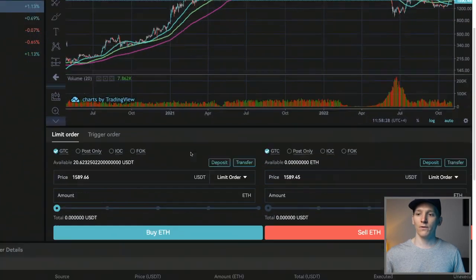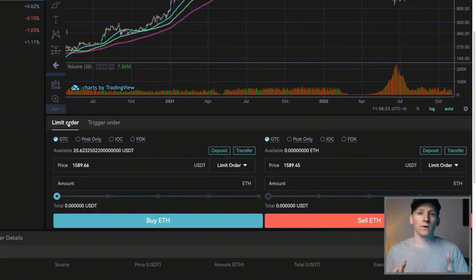So let's go over here. As you can see, there's a limit order in. Limit orders are a more professional way to trade, and it allows you to choose the price that you pay, and you can put limit orders in, which may not go through straight away.